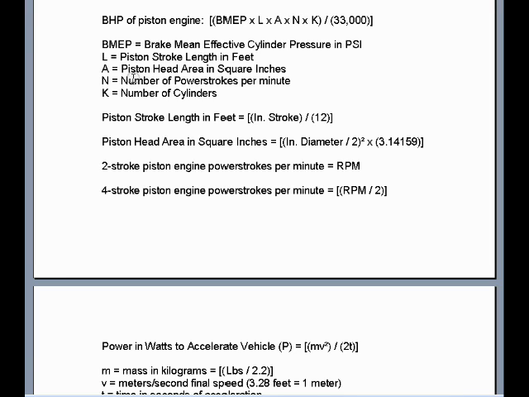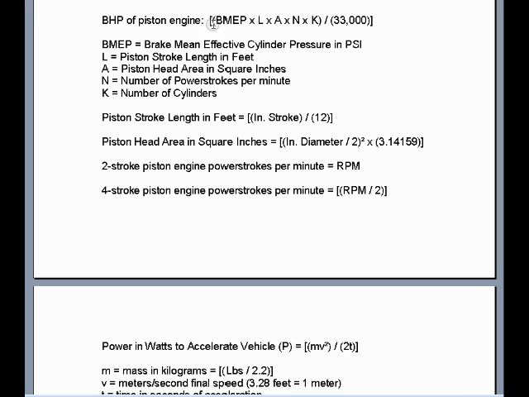So on a 4-stroke piston engine, there are 2 revolutions of the crankshaft for every 1 power stroke. On a 2-stroke piston engine, there is 1 revolution of the crankshaft for every power stroke. In this case, since we're using a 4-stroke duty cycle reciprocating piston engine, the power strokes per minute would be equal to the RPM divided into 2. Last is the number of cylinders, K.